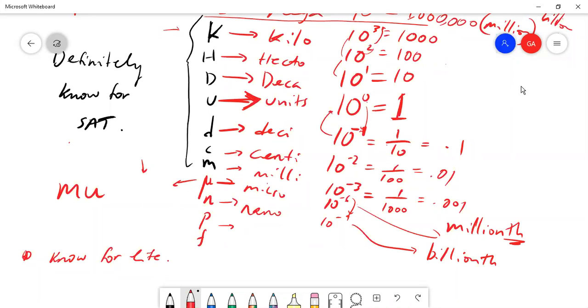What is this little p? Does anyone know? Those of you who are into science or chemistry would know this. Pico? Yeah, it's pico.